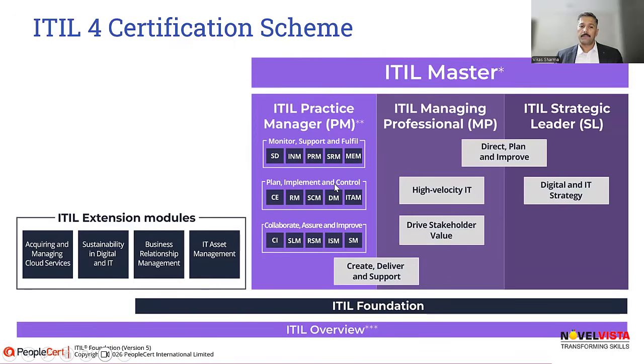In PIC, that is plan, implement, and control, we have 5 practices. That's change enablement, release management, service configuration management, deployment management, and IT asset management. And in collaborate, assure, and improve, we have continual improvement, service level management, relationship management, information security management, and supplier management. So you have these 5 practices that are in collaborate, assure, and improve.